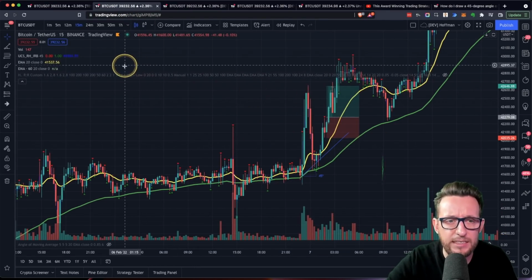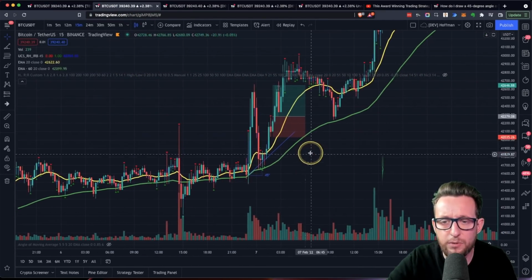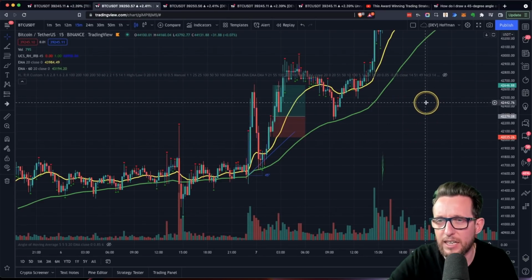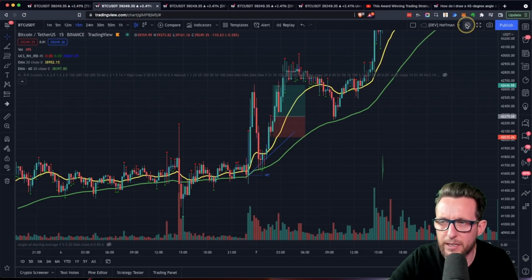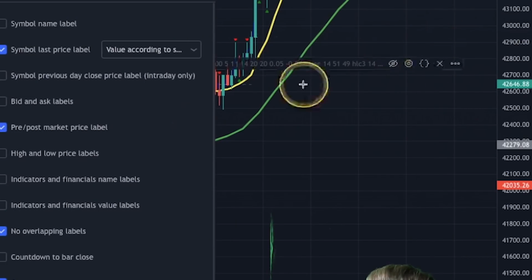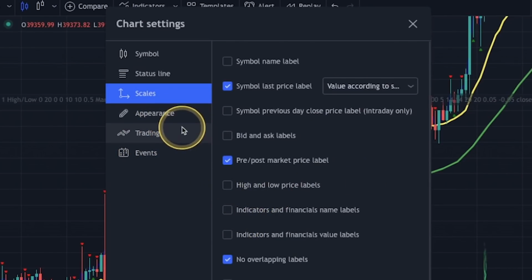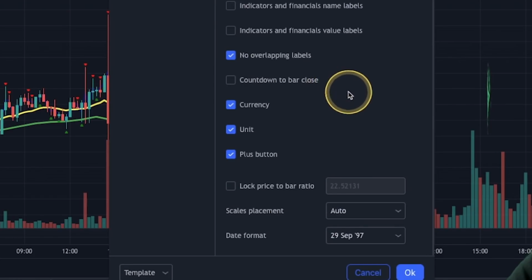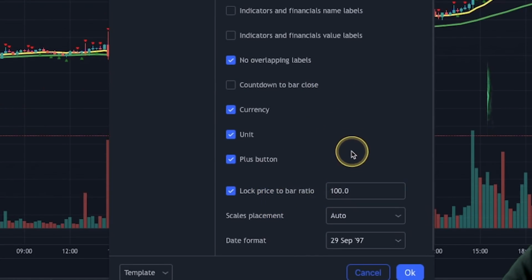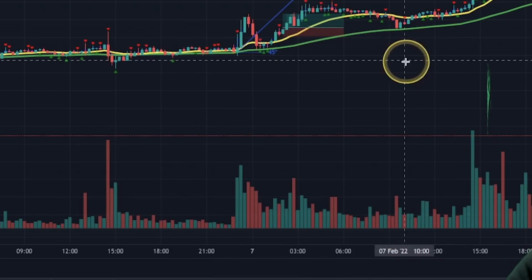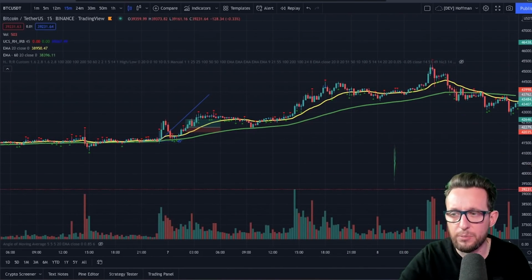So the idea is for us to be able to draw these 45-degree angles, we're actually going to have to use a function of TradingView by clicking this clock up here like that. Okay, so the clock there, and what we're going to be doing is we're going to go down to the scale button here, and we're going to go over to the side here, and we're going to lock price to bar ratio. We're going to put it at 100, and that's going to give us a blocked scale price here.